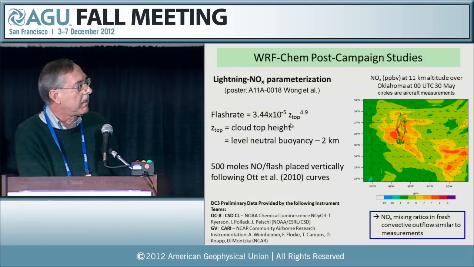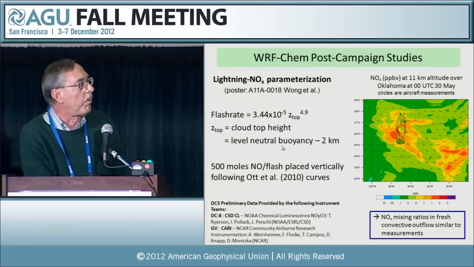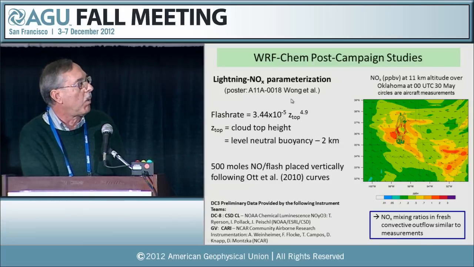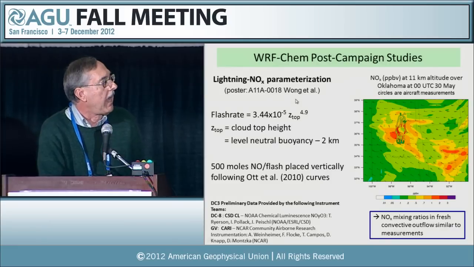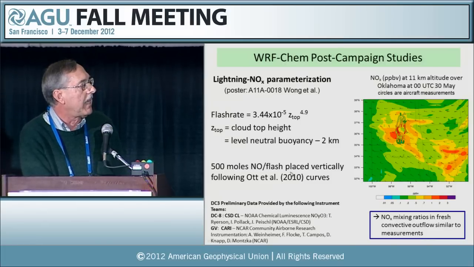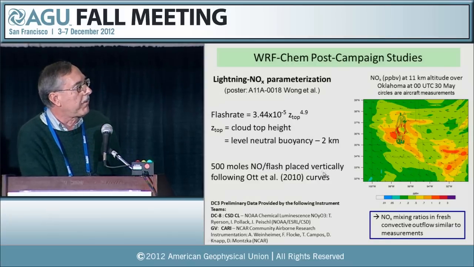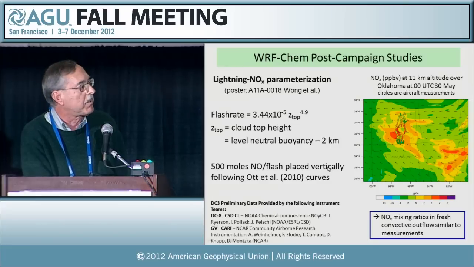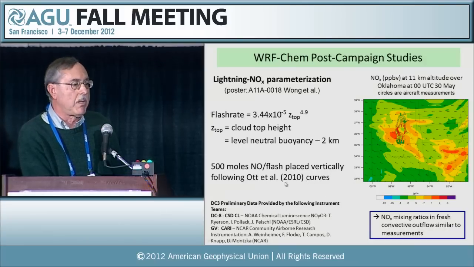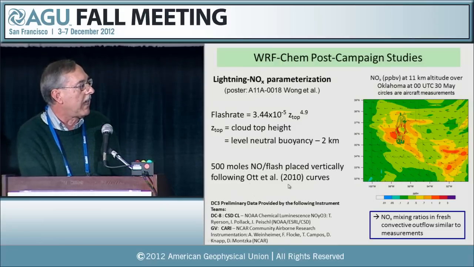Here, the flash rates were predicted using the cloud top height, but that was defined using the level of neutral buoyancy minus 2 kilometers. And this technique is described by a poster by John Wong, which is on display right now. And here we've put 500 moles of NO per flash into the model. And this is work that Mary Barth has contributed here, and I believe that she has a poster on this as well.